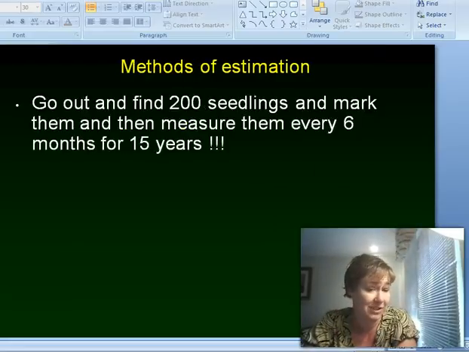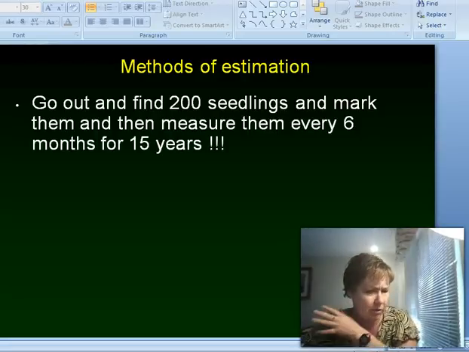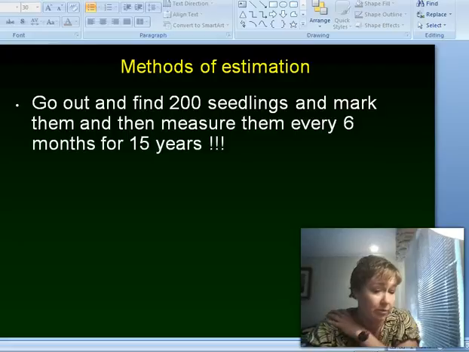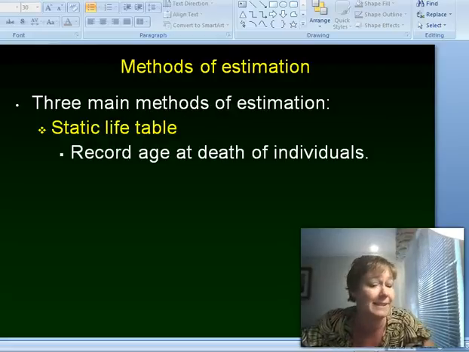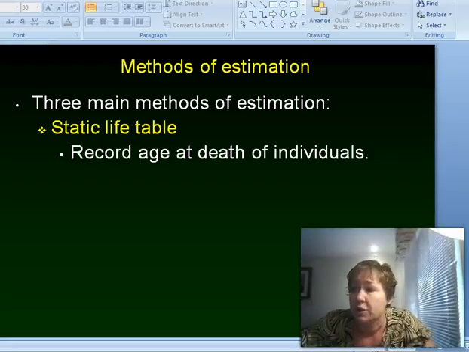Go out and find 22 seedlings and mark them and then measure them every 6 months for 15 years. Because it's exhausting. We couldn't possibly gather that much data. Go hang out with the geese, and if there's a new little baby goose, then you have to follow it around until it dies. It's not feasible. It's great data, and when people do it, we're like, oh wow, that's great. And it usually gives really, really good data. But the truth is, it's just exhausting. So typically we do another method of estimation. A cohort life table would be great if we could do it, but we usually can't.